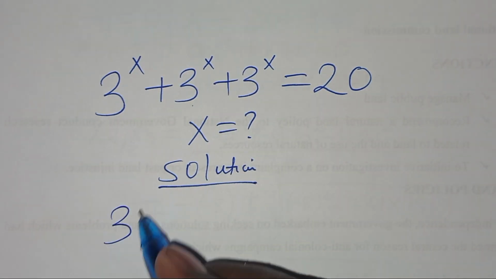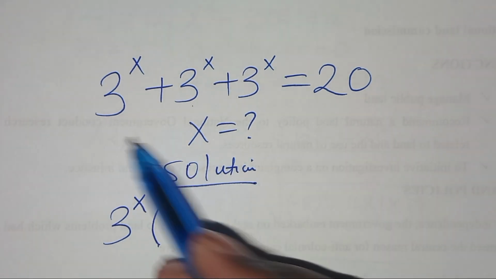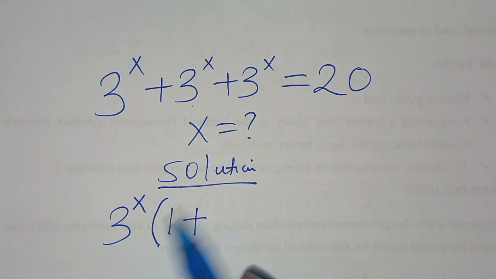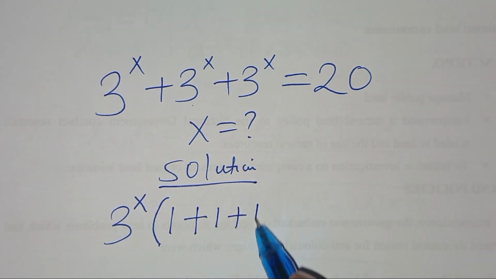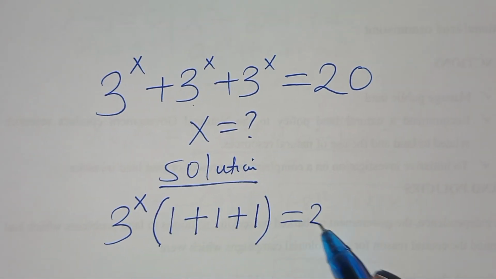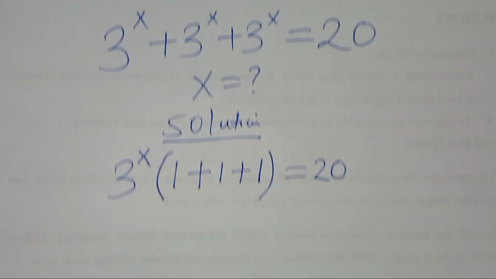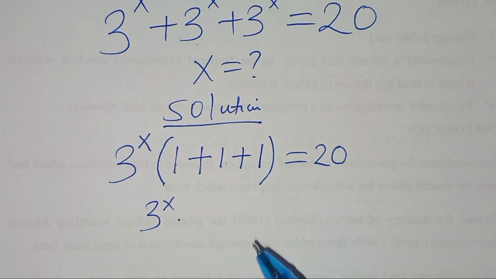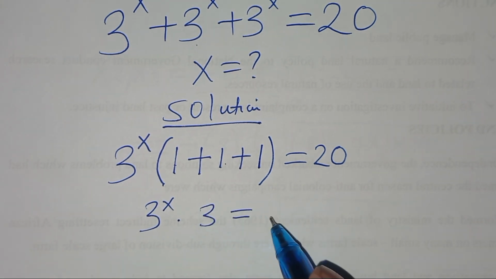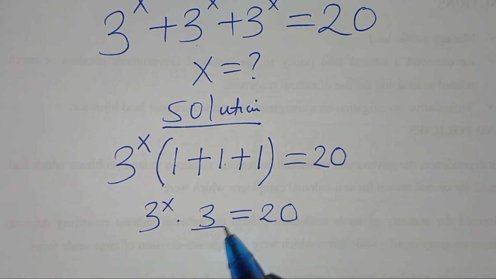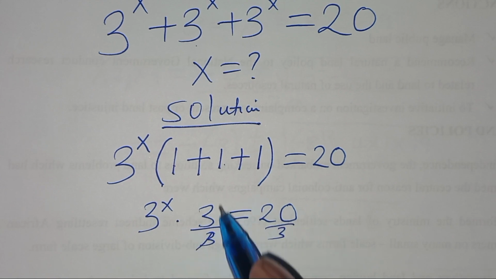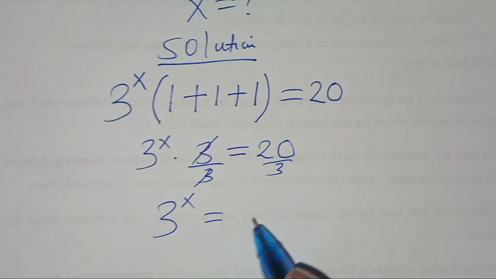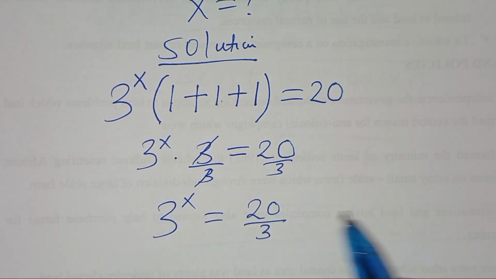So we need just to factor out 3 to the power x. So that 3 to the power x divided by 3 to the power x, this is 1, plus 3 to the power x divided by 3 to the power x, this is 1, plus 1. Now, this is equal to 20. Now, the next step is we have 3 to the power x multiplying by 1 plus 1 plus 1. This is actually equal to 3. Now, this is equal to 20. Let's divide both sides by 3. So that now, 3 to the power x, this is equal to 20 over 3.